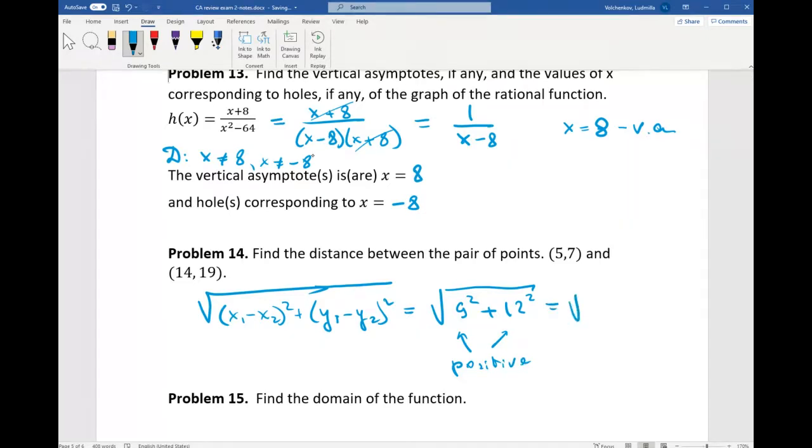Okay, and so let me check. 14 minus 5 is 9 squared, 12 squared. Okay, 81 plus 144 is 225, square root of 225, which is 15.